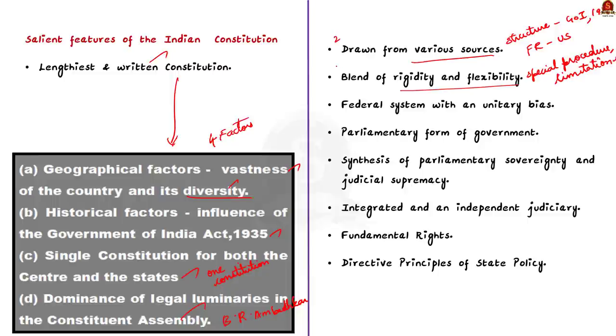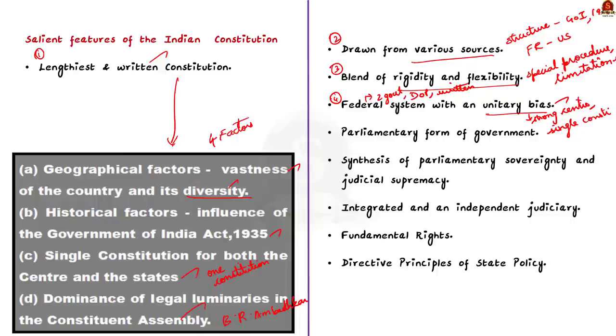The fourth feature is that the Indian Constitution advocates a federal system with a unitary basis of government in India. See, it has few features of federation like two governments, division of powers, written constitution, etc. Also, the constitution has few unitary features like a strong center, single constitution, single citizenship, etc. So, the constitution of India provides for a federal system with a unitary basis. This is the fourth feature.